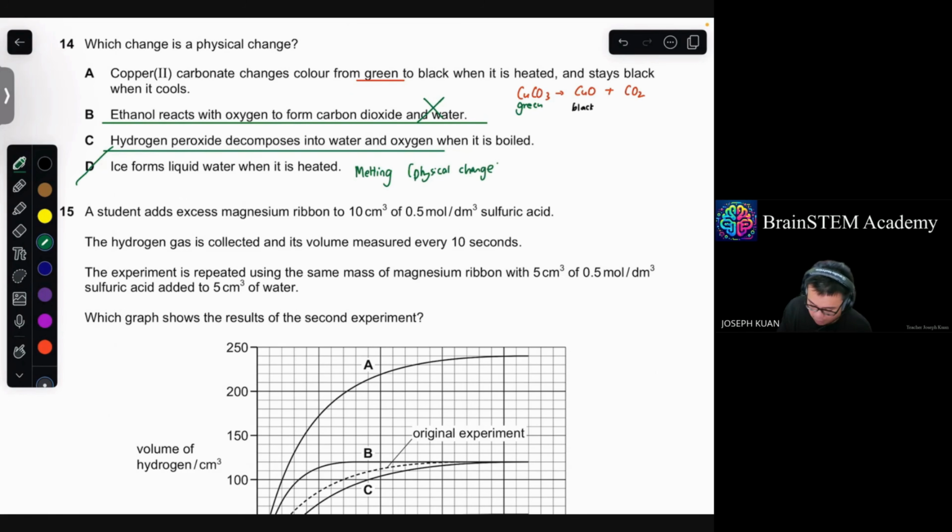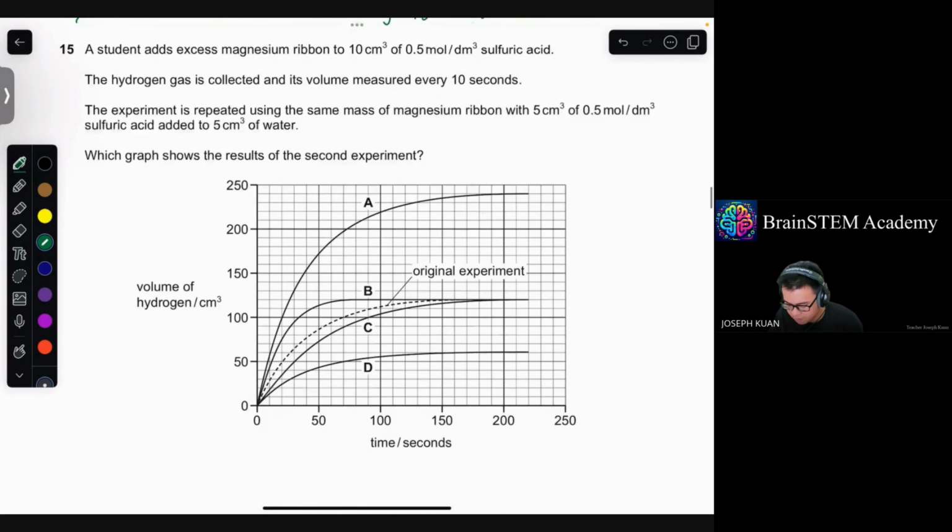Moving on to number 15, a student adds excess magnesium ribbon to 10 cm³ of 0.5 mol/dm³ sulfuric acid. The hydrogen gas is collected and its volume measured every 10 seconds. The experiment is repeated using the same mass of magnesium ribbon with 5 cm³ of 0.5 mol/dm³ sulfuric acid added to 5 cm³ of water. Which graph shows the results of the second experiment?